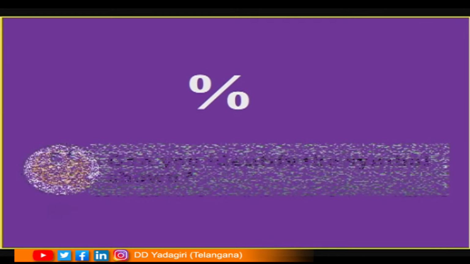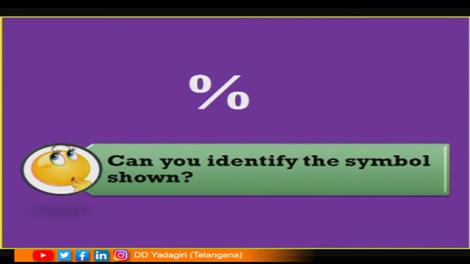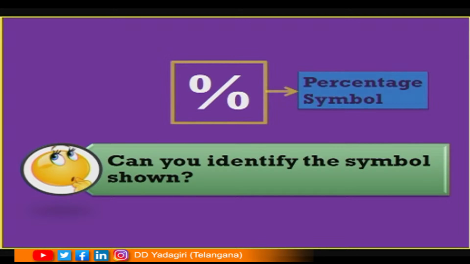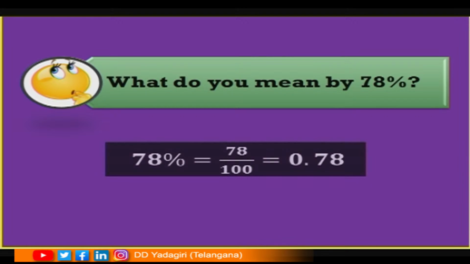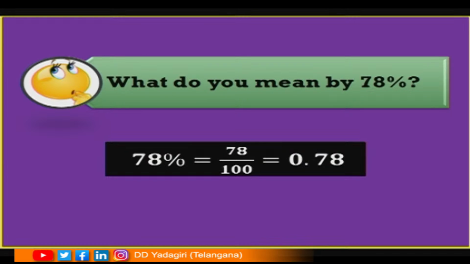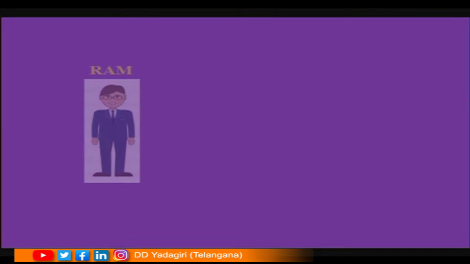Now, let us see the symbol shown on your screen. Can you identify this symbol, children? Yes, this is the percentage symbol. Children, can you tell me what do you mean by 78%? That is right, 78% is nothing but 78 by 100, or it can also be written as 0.78 in decimal form.